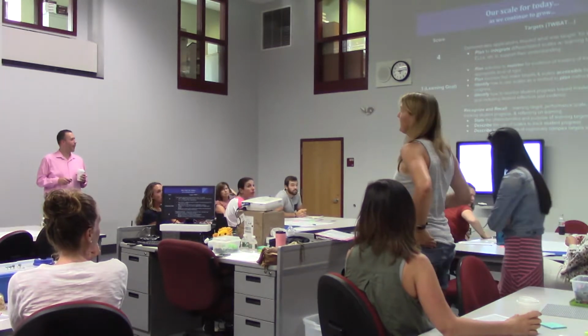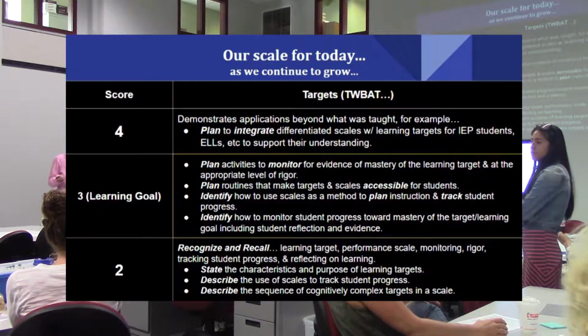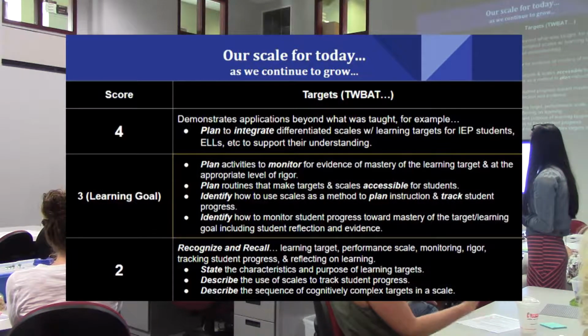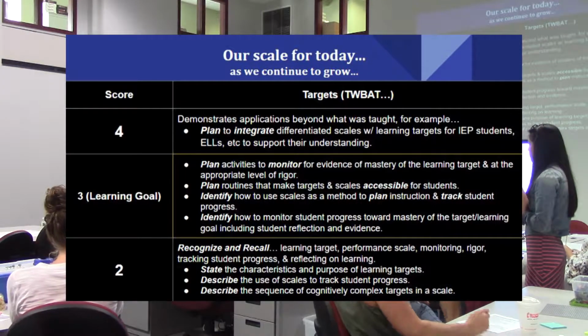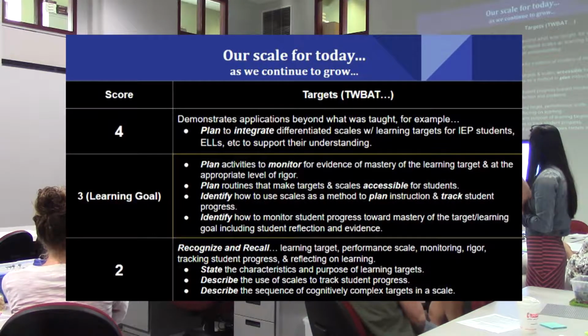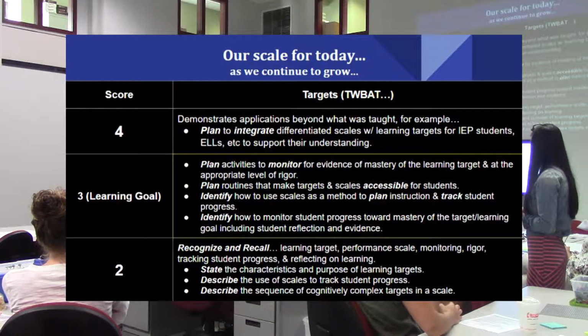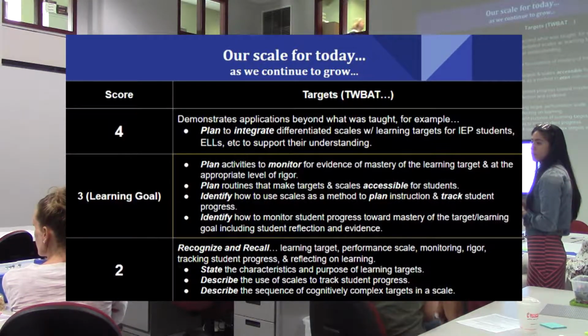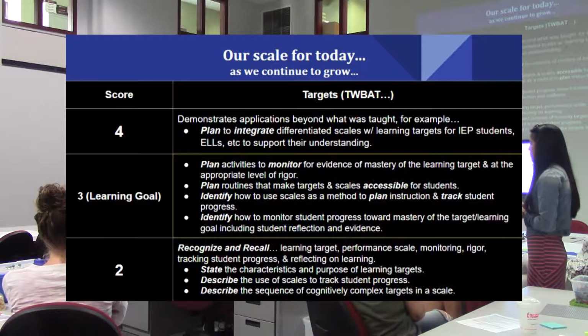All right, this is our scale for today as we continue to grow. What we'd like you to do is look at it and think about where you stand as far as using targets in your daily classroom. You can see where 2 is, you can see what the 3 is. The 3 is the learning goal, and then you can see what a level 4 is. We'd like you to take a sticky note and put it up on this board next to where you think you stand as a grade.